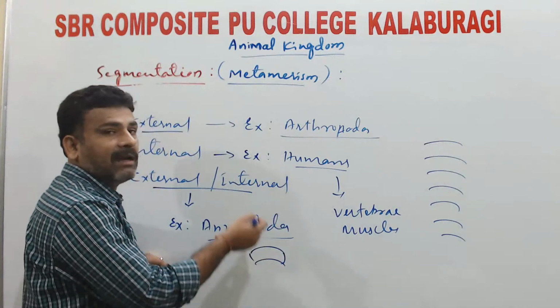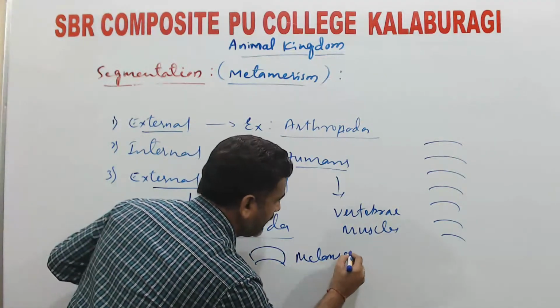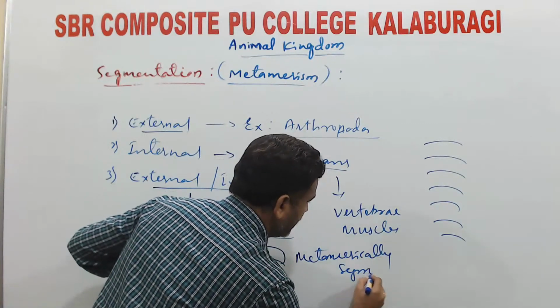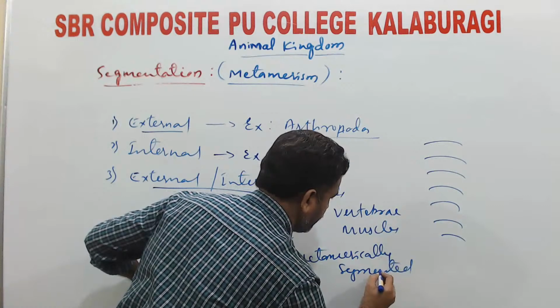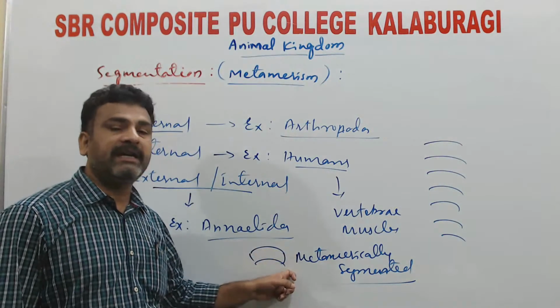So that's why the annelidans are referred to as metamerically segmented individuals.